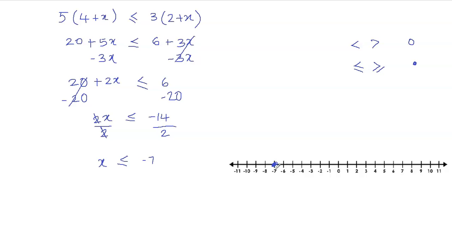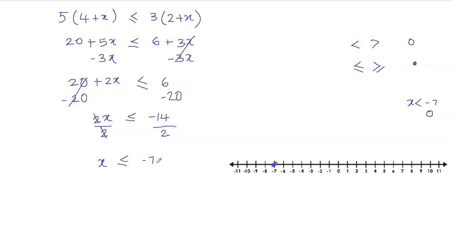This closed circle indicates that negative 7 is also a part of my solution, because if you think about this, x is less than negative 7 and x is also equal to negative 7. So negative 7 is also included in my solution. That's why I'm making a closed circle on it. If it isn't a part of your solution, let's say you get something like x is less than negative 7, this means that negative 7 is not a part of your solution because x is not equal to negative 7. x is anything less than negative 7, but it's not equal to negative 7. In that situation, you're going to make an open circle on it. That also makes sense because here negative 7 is not included, but here, since negative 7 is included, you're going to make a closed circle on it.